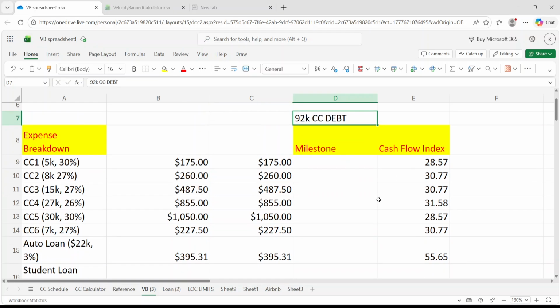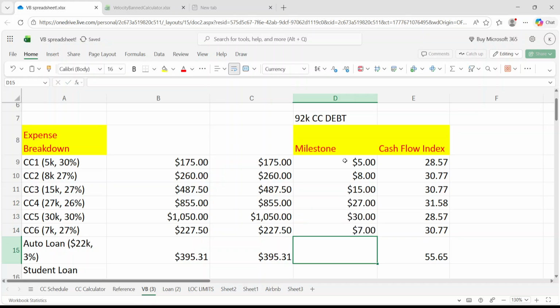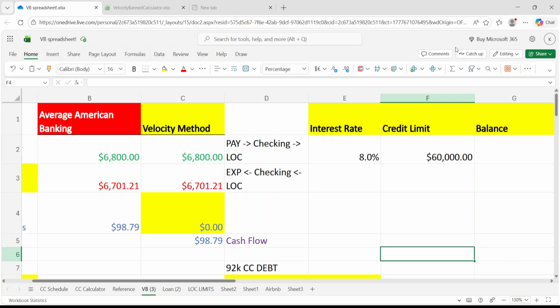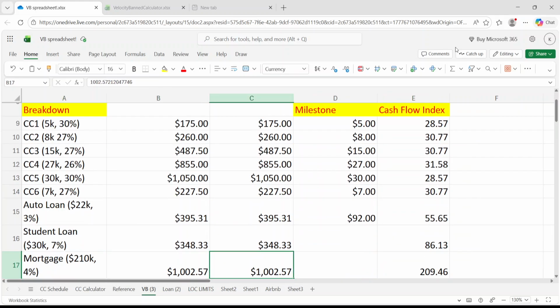We're going to take the lowest cash flow index numbers, 5, 8, 15, 27, 37, and then I'm going to sum it up. So now this is going to be $92,000 of debt. 92,000. So what is it, 92,000? Oh no. We need a bigger line of credit.